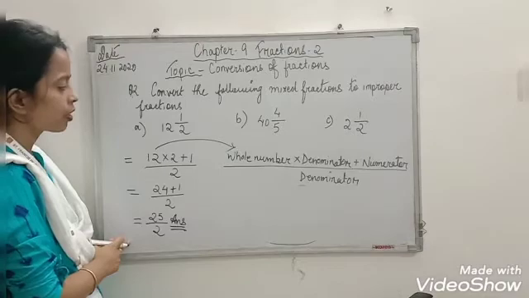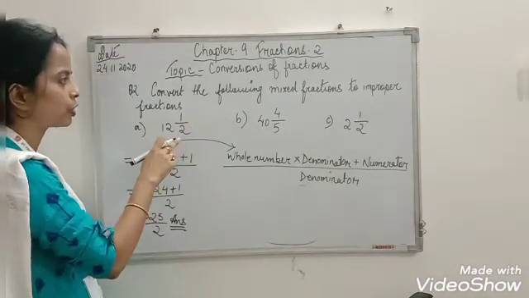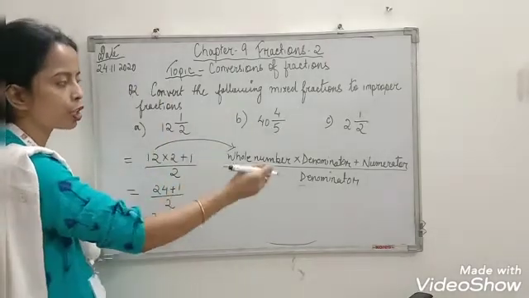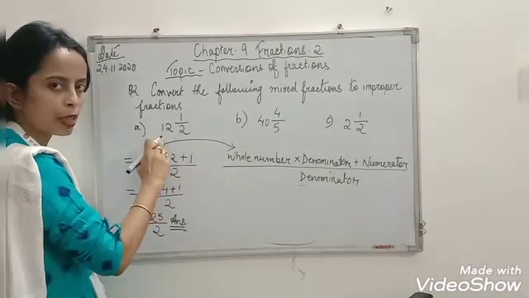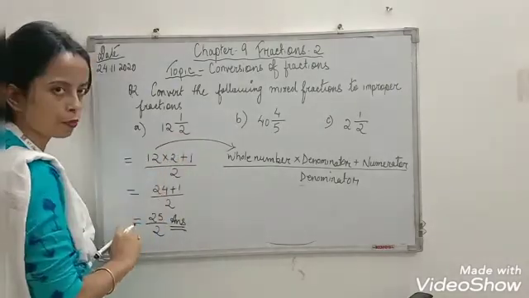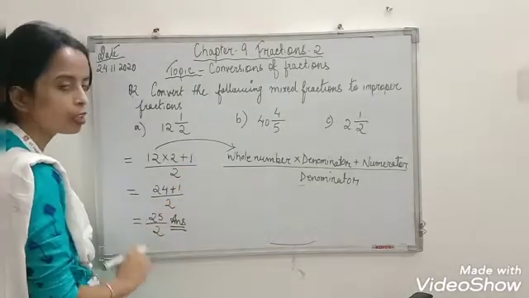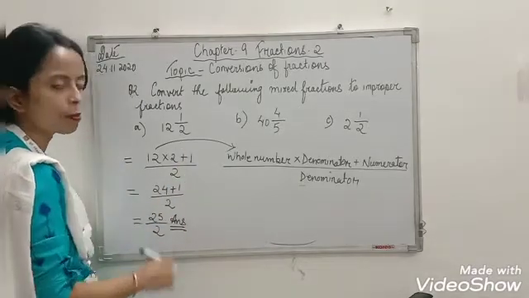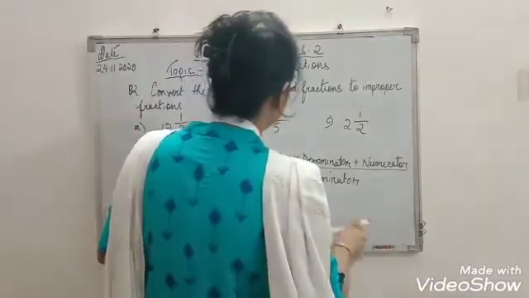Got it, children? Yes? Clear? So to convert mixed fraction to improper fraction, how do we have to do? Whole number into denominator plus numerator by the denominator. So whole number is 12, as I have explained. 12 into 2 plus 1 by 2. So 12 into 2, 24 plus 1 by 2. Got 25 by 2. So 25 by 2 is the improper fraction. Got it? Now next these two.